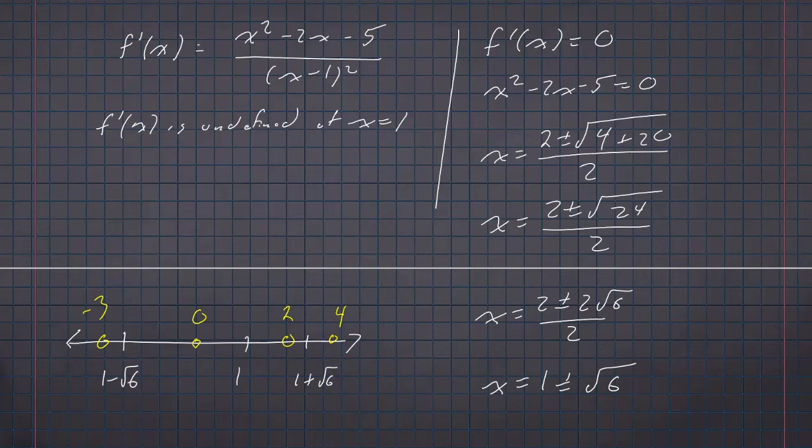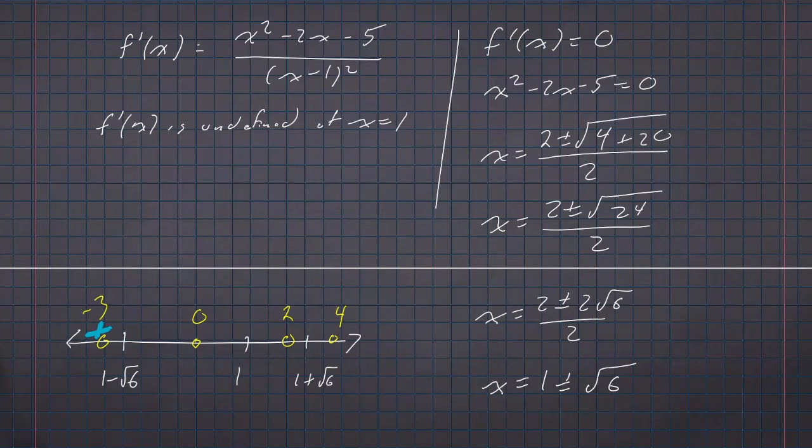See, negative 3 squared is 9. 2 times negative 3 is negative 6, and then minus 5. So we have 9 minus negative 6 minus 5. 9 plus 6 minus 5, which is 10. But again, the only thing that really matters is positive. In the denominator, I have x minus 1 squared, which is always positive.